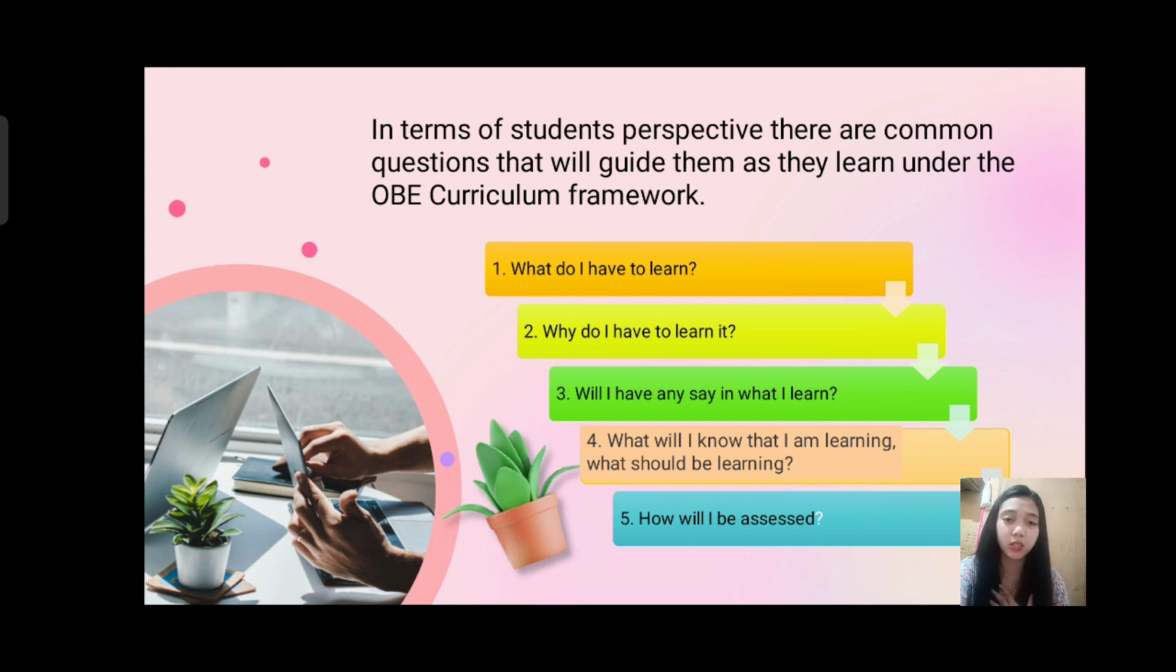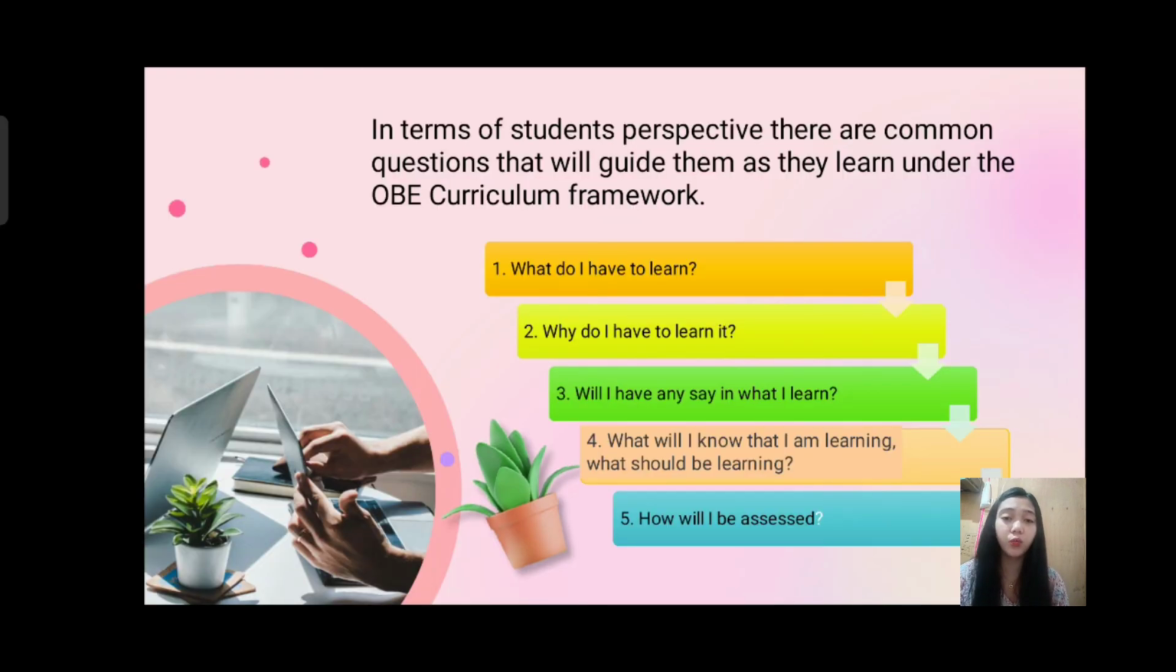So as a student, what have I learned? Why do I have to learn? How will I know that I am learning? What should I be learning? Will I have any say in what I learn? And the last one, how will I be assessed? So these questions clearly organize students on how they should deal with learning. And without these questions, we cannot move forward and we will be confused about where to start.